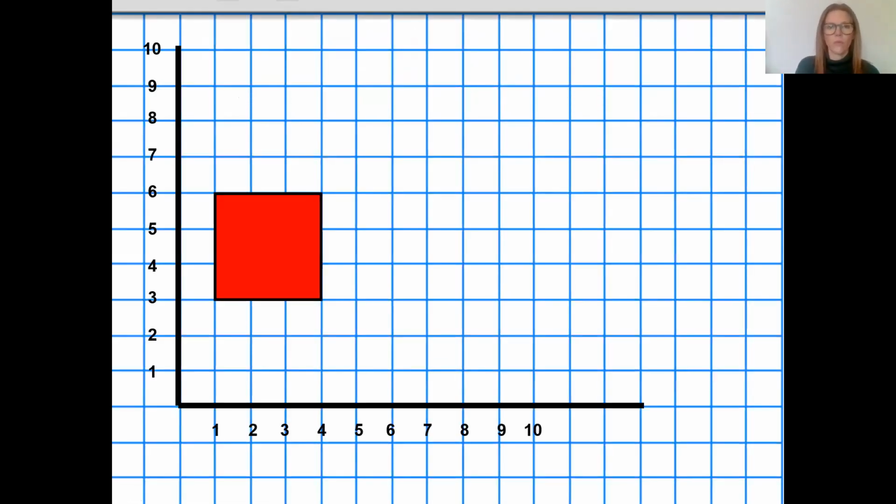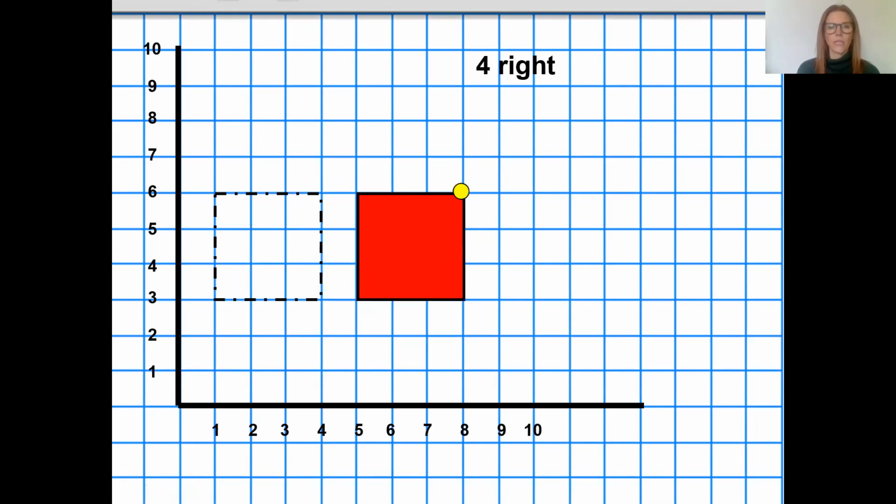Right, I'm going to start with a square. Now, we need to translate this square 4 right. So you would identify a point on your shape. So here I have identified this top right hand corner and we're going to move it 4 right. 1, 2, 3, 4. So we need to translate it to its new position. So can you see, basically we just slid that along there.